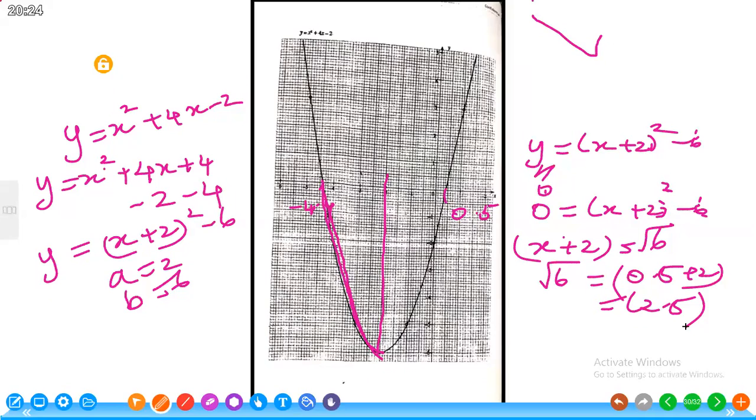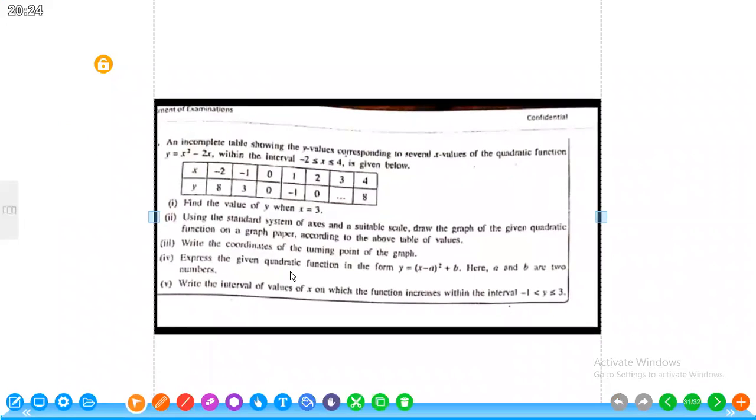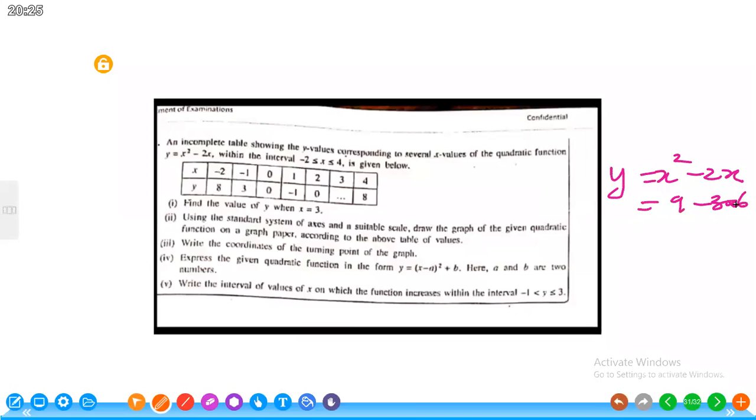Right, okay, students. Take the 2019 past paper. The question is: an incomplete table shows the y values corresponding to several x values for the quadratic function y is equal to x squared minus 2x in the interval given below. Find the value of y when x is equal to 3. You have to substitute into this equation, y is equal to x squared minus 2x. When x is equal to 3, 9 minus 2 into 3.